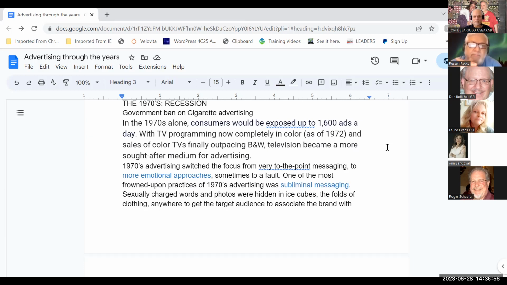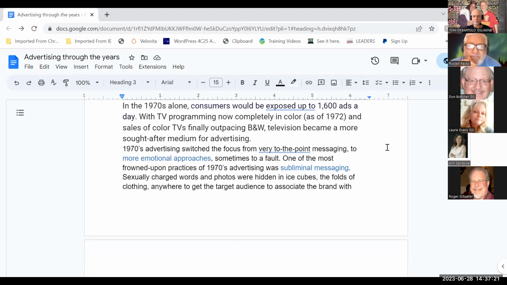With TV programming now completely in color as of 1972, I don't think we got a color TV set till 1978 or 9. We were one of the few that still had black and white. Sales of color TVs finally outpaced black and white television and became a much sought after medium for advertising. Who wouldn't want to see a color ad versus black and white?